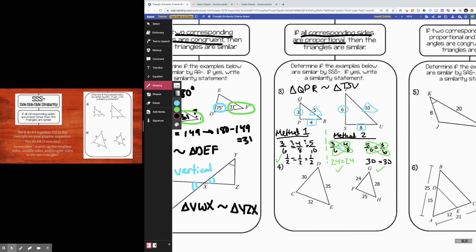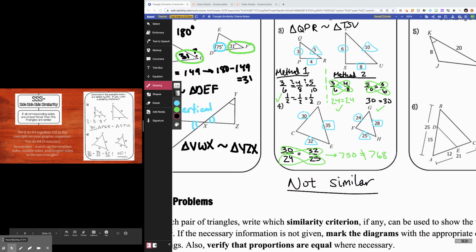Top, right, smallest, middle side, smallest side, middle side, right? They go in the same order. All right, so I'm going to pause the video. I want you to try number 4, using whichever method makes the most sense to you. All right, folks, so go ahead and check your answer against mine.